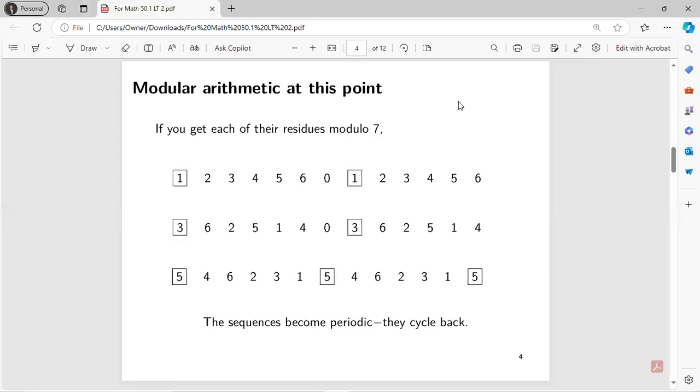We form a cycle. Okay, again, so if you get each of the residues modulo 7, we can find a way to make the sequence periodic or cycle. Cycle meaning we had a first term 1, okay, and we can make it go back to 1 again.